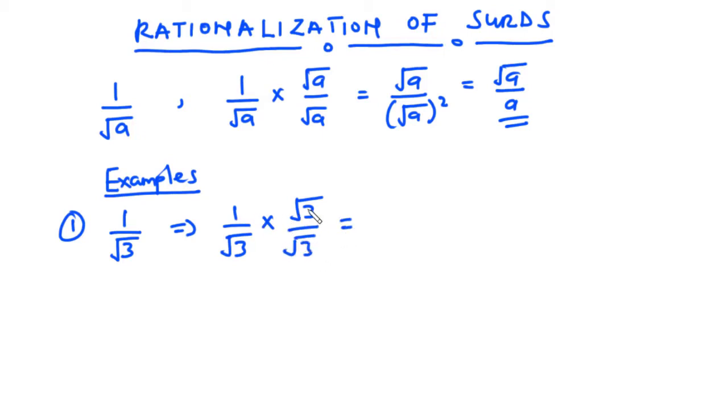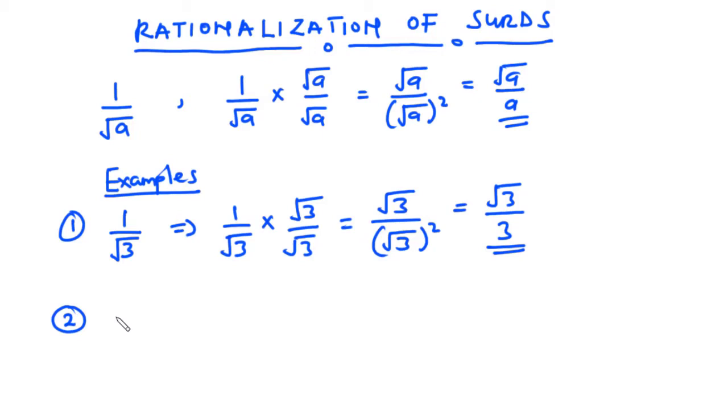Now 1 times root 3 is root 3, and then root 3 times root 3 is root 3 squared. So we have root 3 divided by 3. So for the second example, we have 4 over root 7. Now let's do this together.